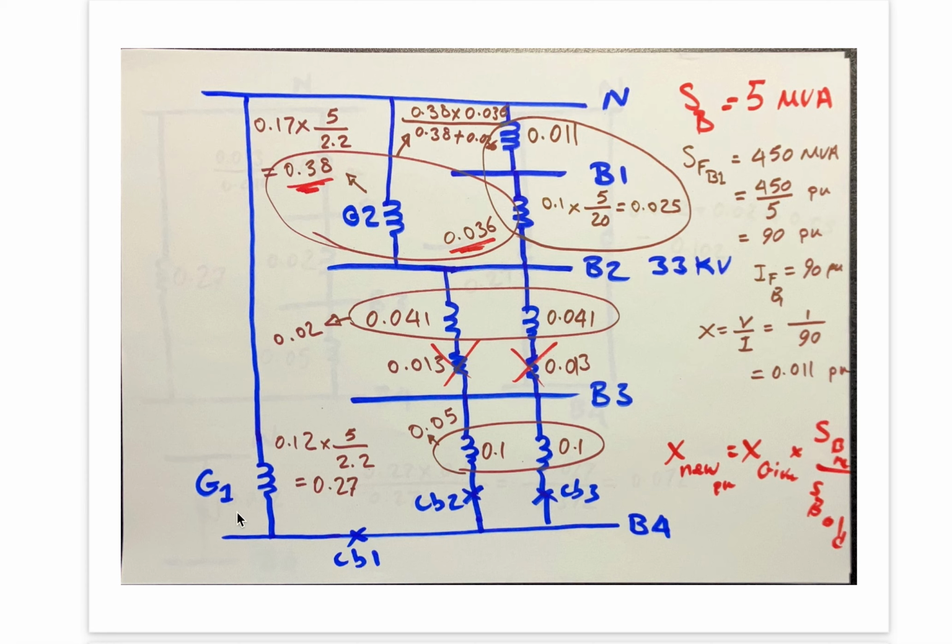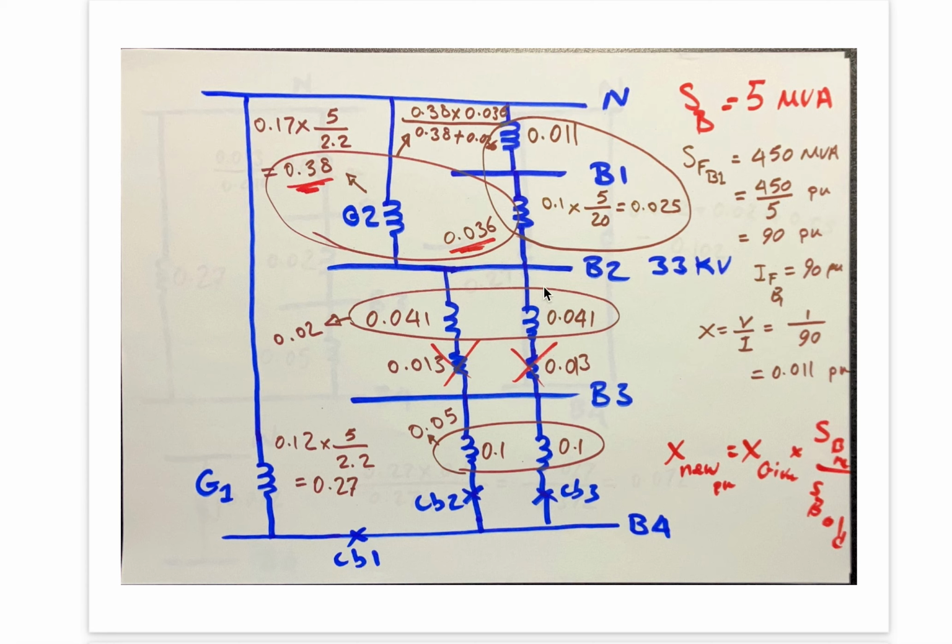Well, for this local generator, again, the given power is 2.2, which is different from my 5 MVA, so I need to change the per unit. The given per unit of this generator is 0.12 or 12%, which should be multiplied by the new power, 5 MVA, divided by the given rating of the generator, 2.2 MVA. So you get 0.27 per unit.